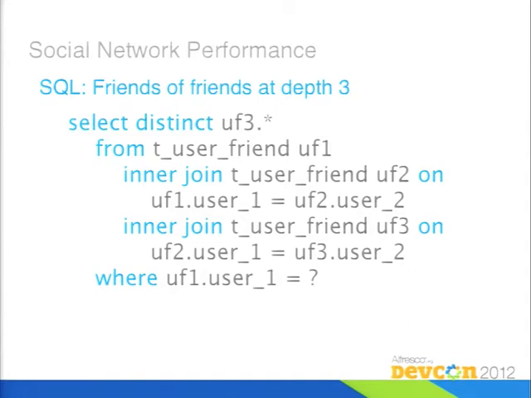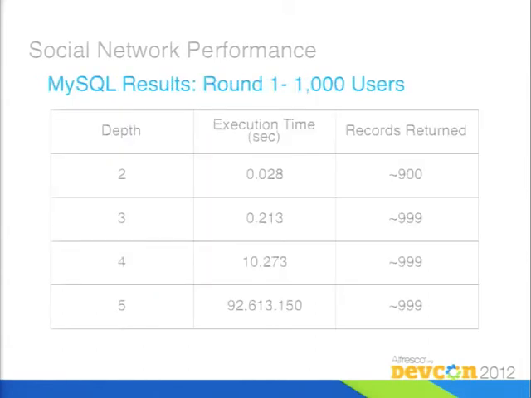particular experiment. So the results we see from MySQL are at depth 2 and 3, MySQL performs reasonably well. But once you start to add inner joins at depth 4 and 5, we see extreme performance degradation. 10 seconds is okay, but within the click stream, users are going to start to complain.